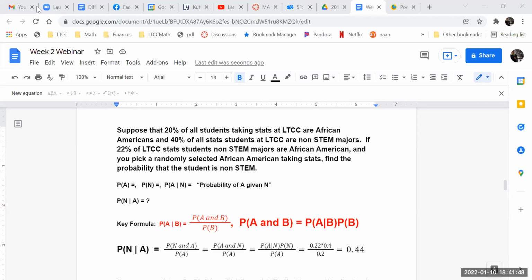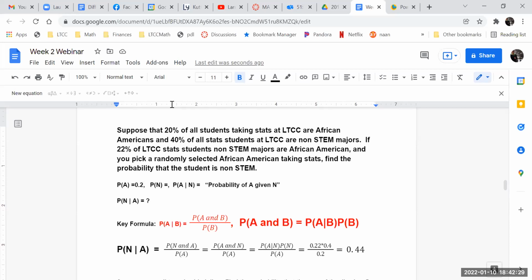So 20% of all students taking stats at LTCC are African Americans. Got it? So that tells you the probability of A for African Americans. The probability of A is going to be equal to 20%. It's always better to write as a decimal. What's 20% as a decimal? Yeah, 0.2. I like to use a 0 so you can see the point in between. Otherwise, it's hard to read.